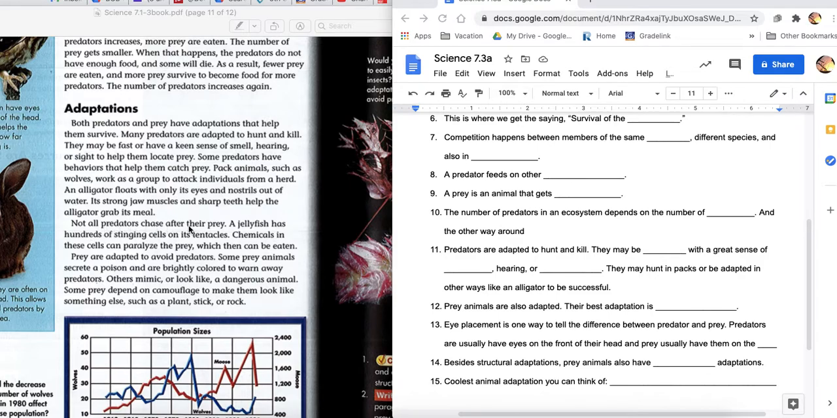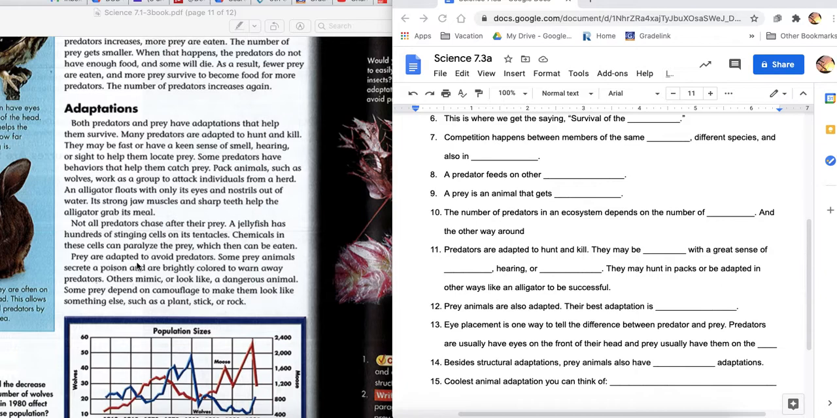Okay, not all predators chase their prey. A jellyfish has hundreds of stinging cells on its tentacles. Chemicals in these cells paralyze the prey, which then can be eaten. So now they give you a different thing of some of those other things. So you think of a pufferfish. A pufferfish is small, but it can inflate itself with air, and so it has spines, and so a fish will come along and eat it, and then the pufferfish puffs up. Boom! Right? Some of these animals are poisonous. They talked about stinging from jellyfish. All those things that are just awesome things that God made each one to help it, whether it's a prey or predator.